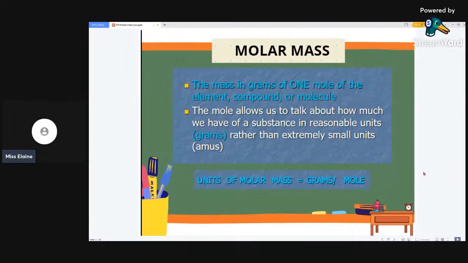So last time, we tackled, what was our last topic? Okay, Avogadro's. So we use Avogadro's constant number to measure extremely small units, those small entities. But now, in terms of molar mass, we are going to measure the elements using grams. So we all know that using grams we can do chemistry. So the unit of molar mass is equal to grams per mole.